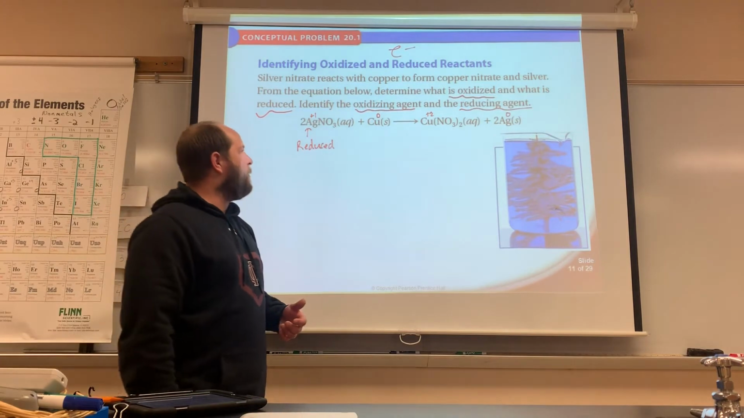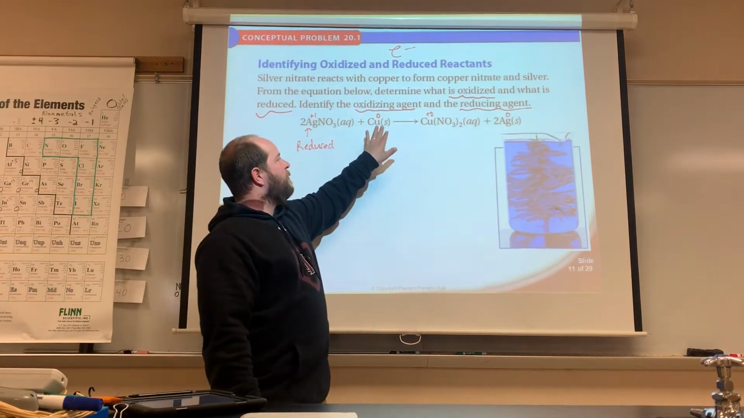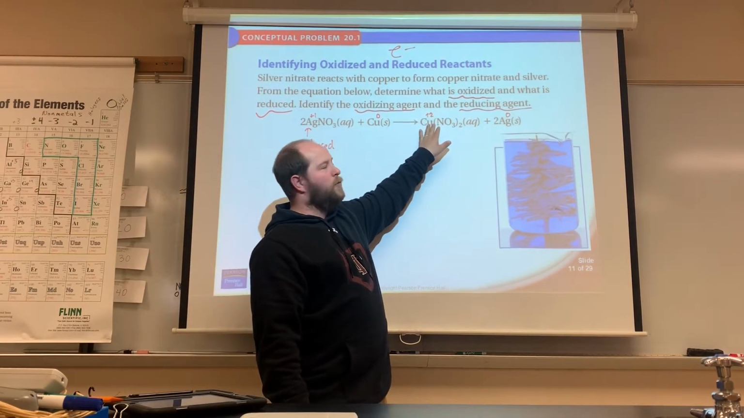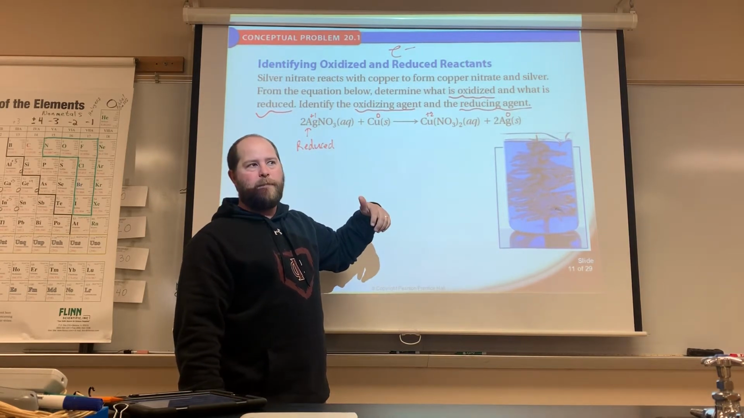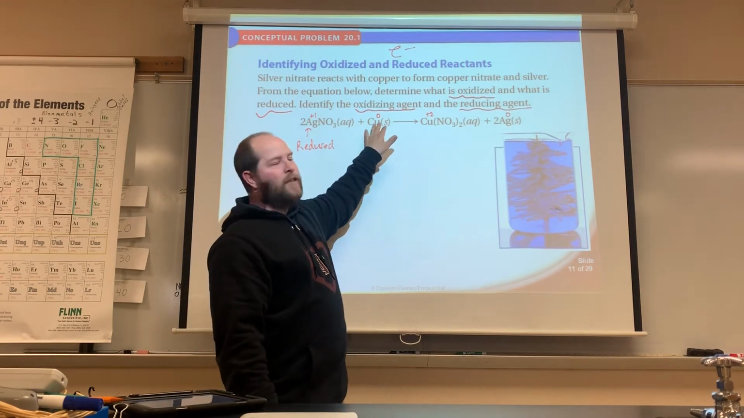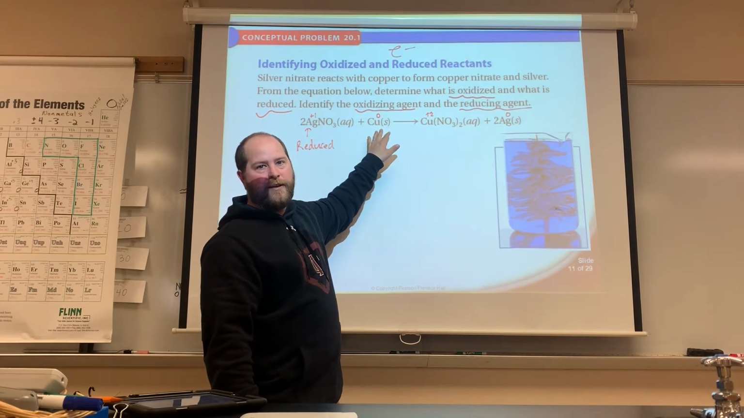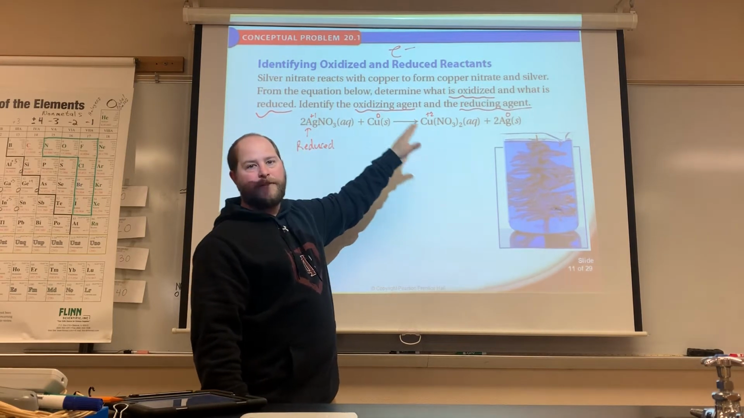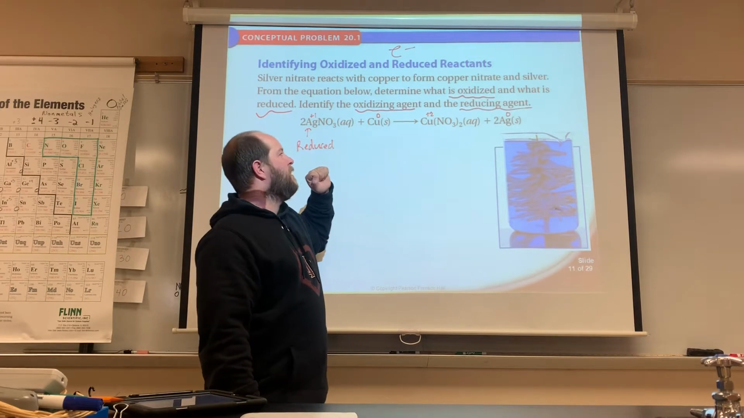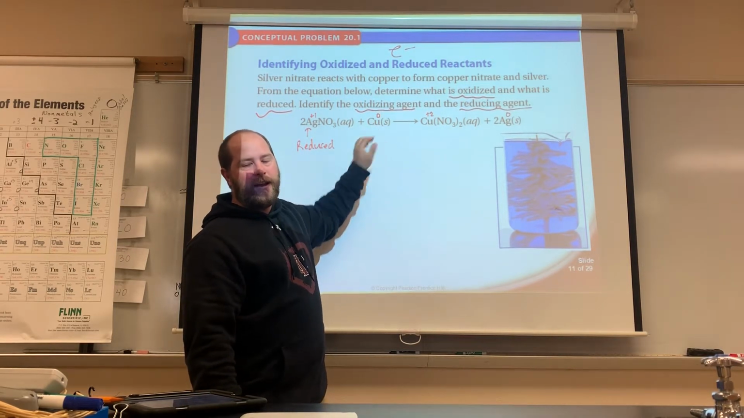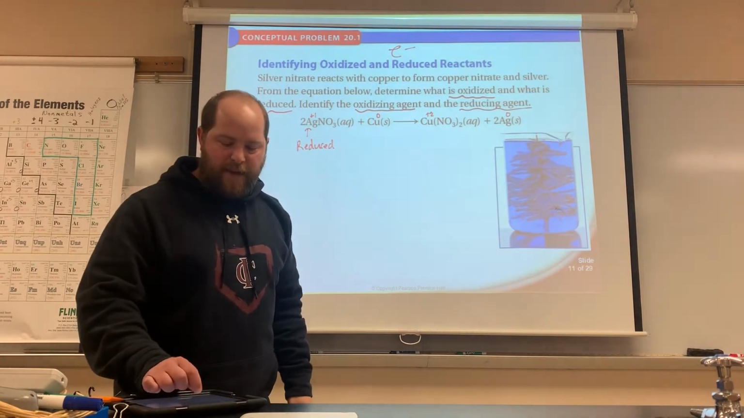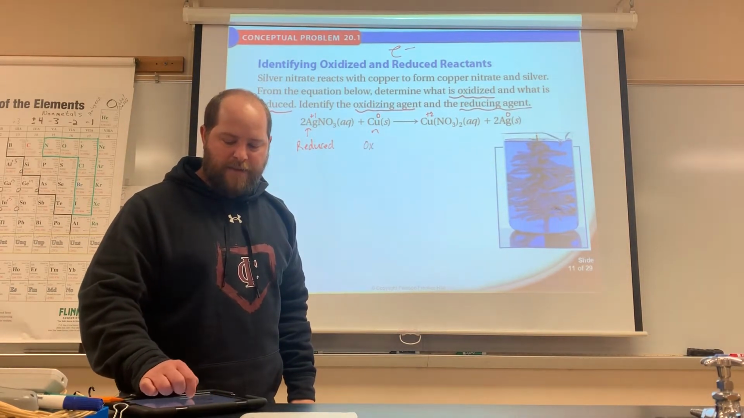Now let's look at the copper. The copper is going from a 0 to a +2. So that number went up. That suggests that it lost negatives, right? Because it went up, it must have lost electrons in this process. And that's exactly what happened. So if this thing lost electrons, you can see that this one is going to be oxidized.